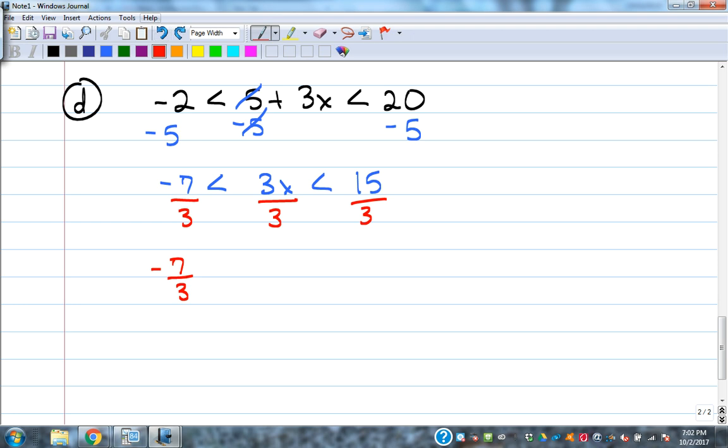No. What did I divide by? Positive 3. It doesn't matter that the 7's negative. That has nothing to do with it. It's what you divide or multiply by that makes the difference. So I divided by positive 3. I don't flip my symbols. And there's x. And then 15 divided by 3 is 5. That's already ready. You know, throw it into set builder. That's the easy part.